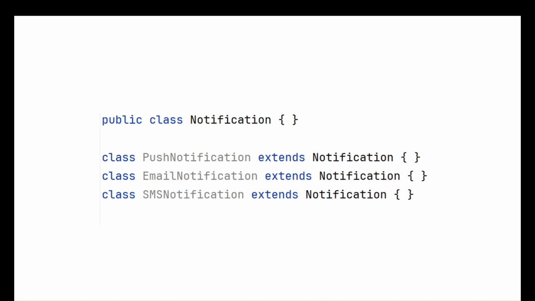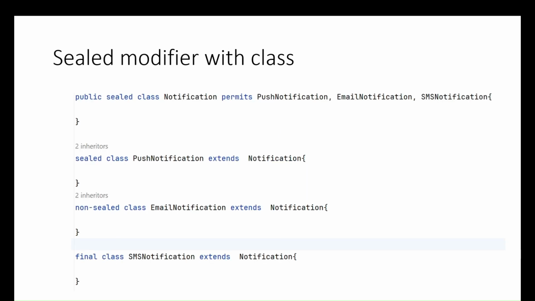To understand the sealed classes concept, we are going to take the example of the notification system. On the top of the hierarchy, there is a class named notification, and it has three subclasses. And the subclasses are push notification, email notification, and SMS notification. So in order to declare a class sealed, we have a sealed modifier. This sealed modifier can be used with classes, and this can also be used with interfaces. So on the screen, you can see there is a class named notification, and it is declared sealed using the sealed modifier.